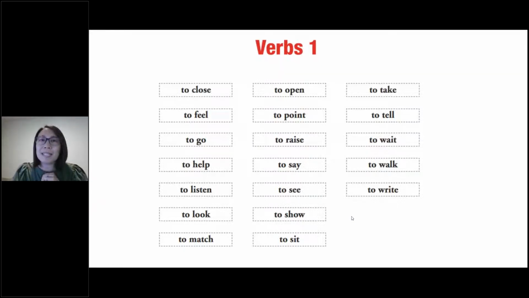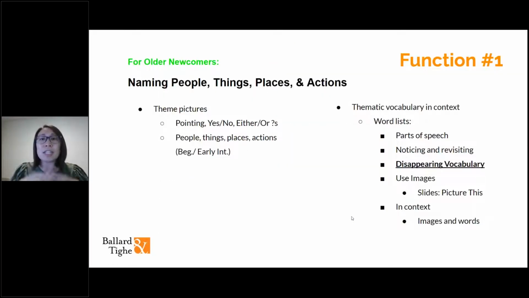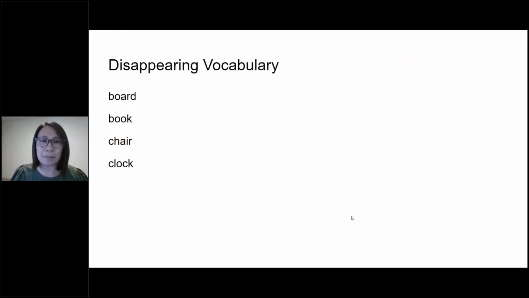All right, moving to the next part, you need to then teach the vocabulary. So disappearing vocabulary is a great first step to that. Now, disappearing vocabulary, the purpose isn't really to know what these words mean.